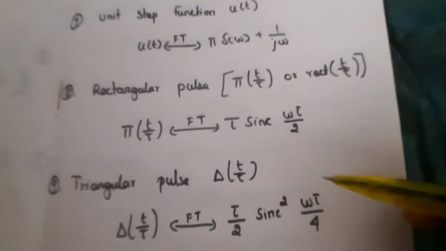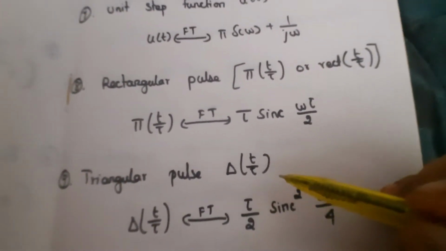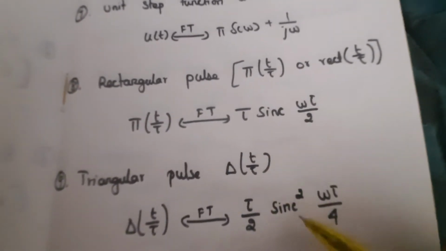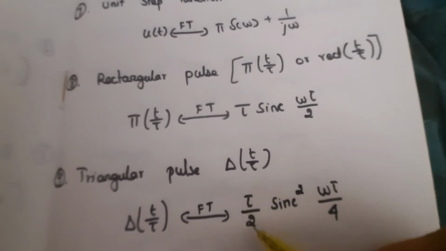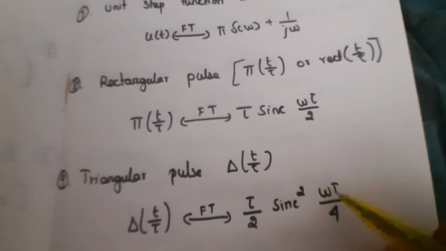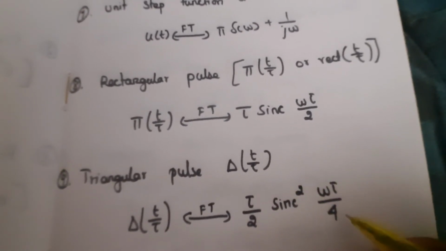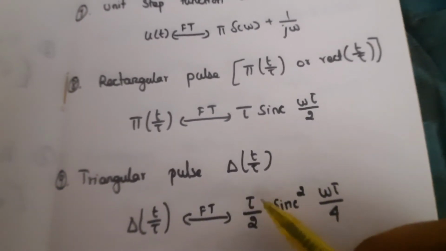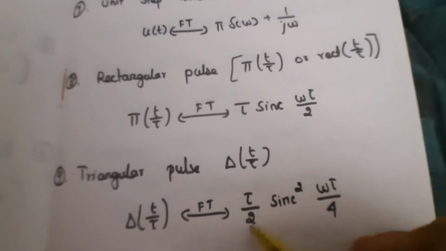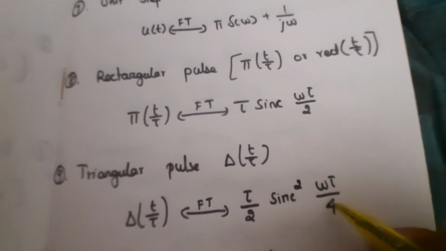Similarly, next one is the triangular pulse. So the Fourier transform pair here is tau by 2 sinc square omega tau divided by 4. So for the triangular pulse, this is tau by 2 sinc square omega tau by 4.